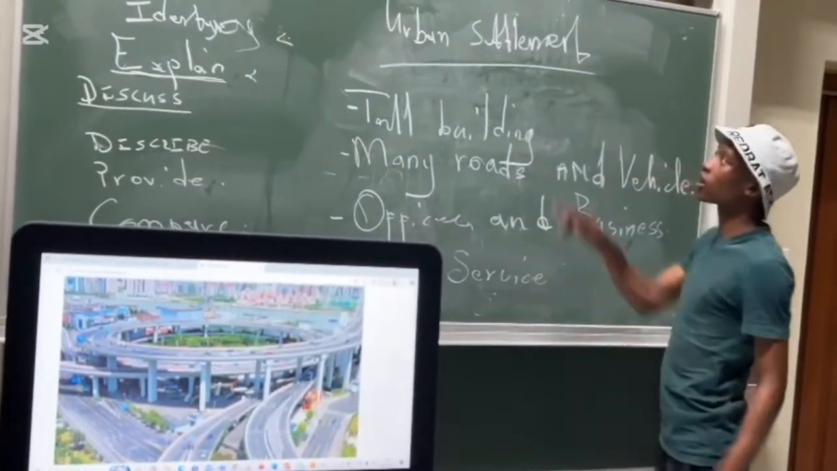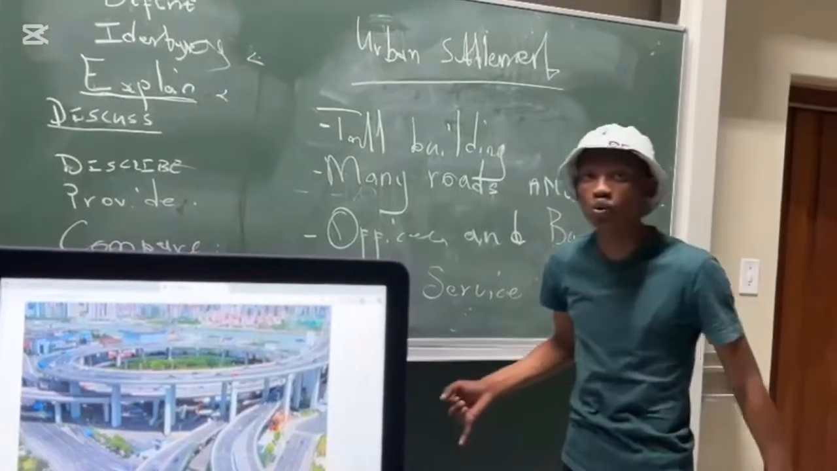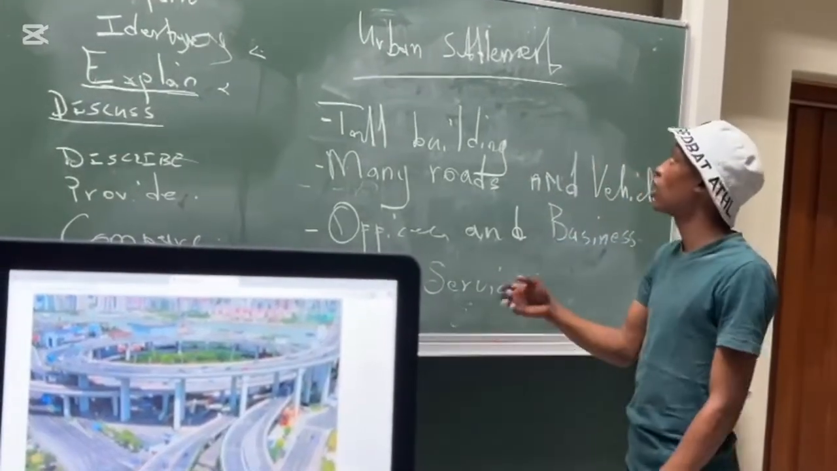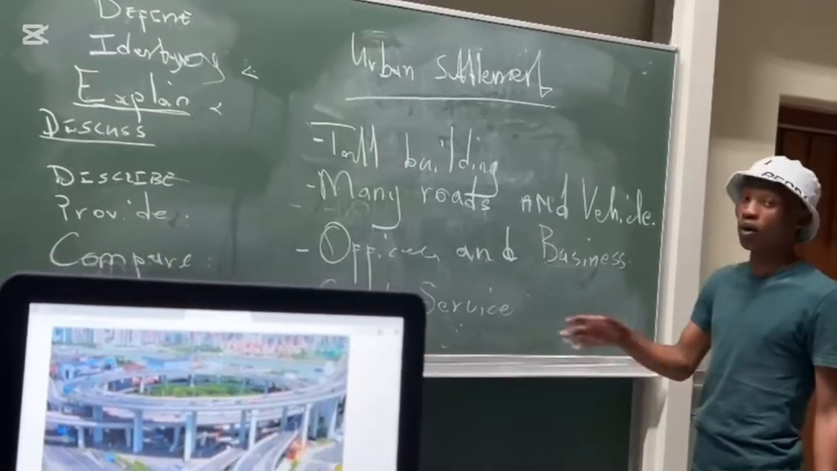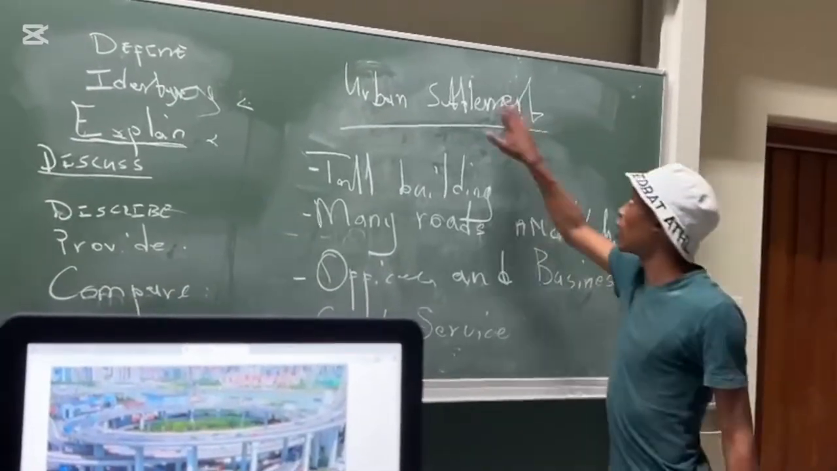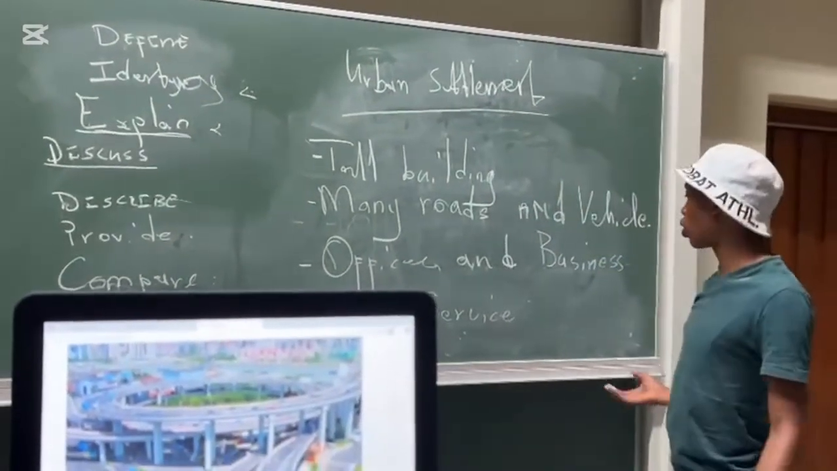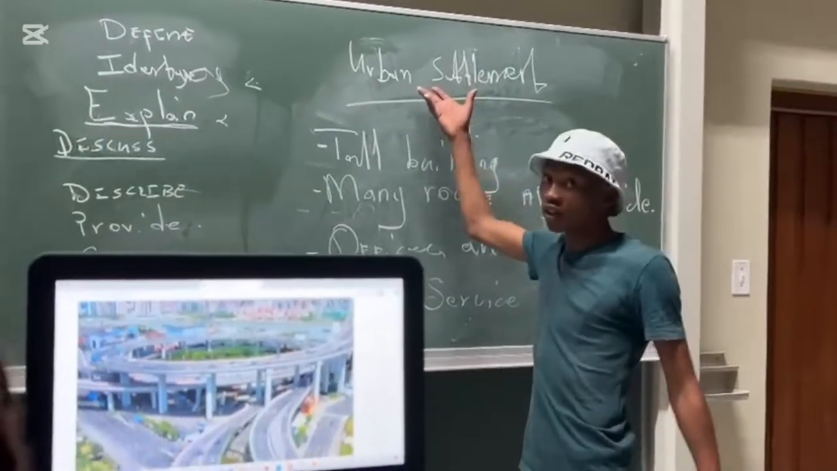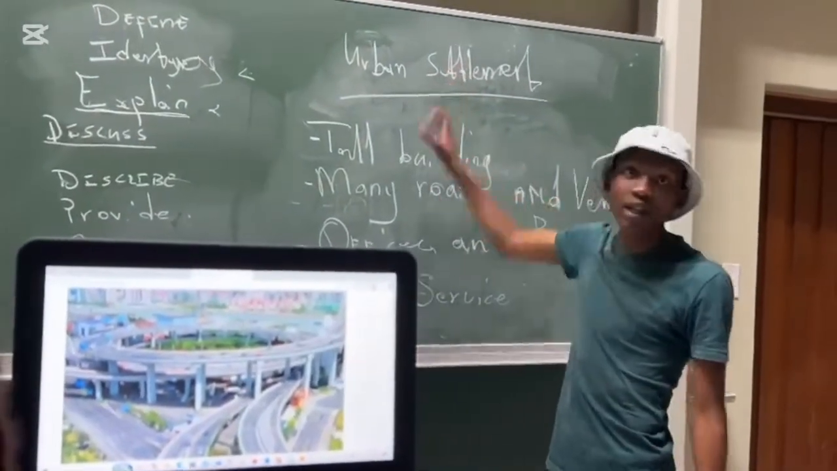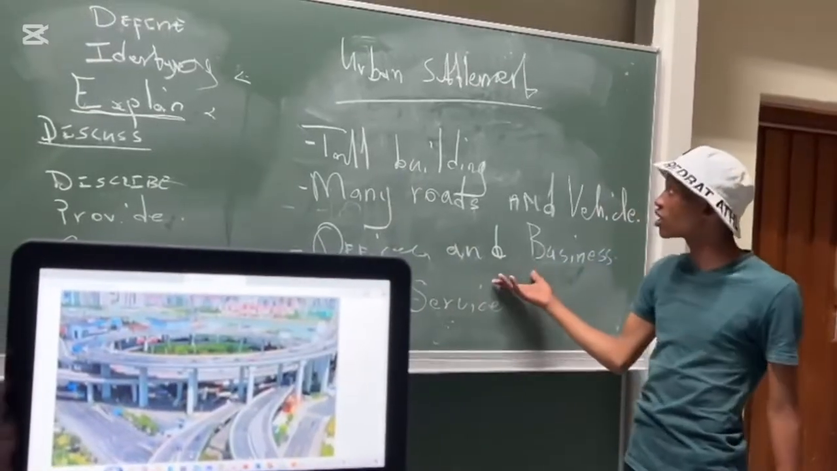Since in urban settlement we find many schools, many hospitals, and transportation and things like that, those are some of the advantages of urban settlement. And then also, let's come up with the disadvantages of urban settlement. What are those disadvantages of urban settlement?